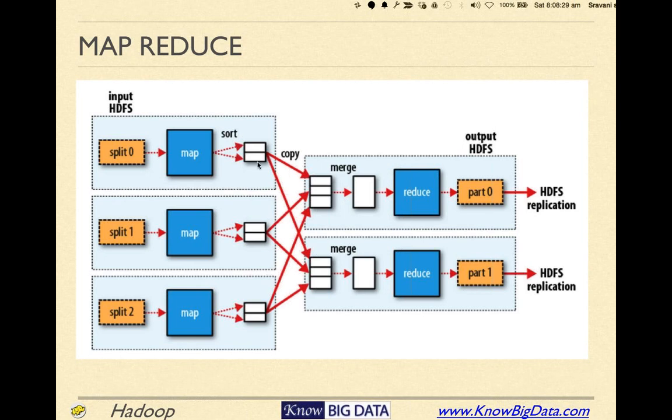Then the data gets carried over. Each set of keys gets carried over to one particular reducer. There they get merged, and for each key, all the values are reduced by our reduce function, and the result is saved into HDFS.